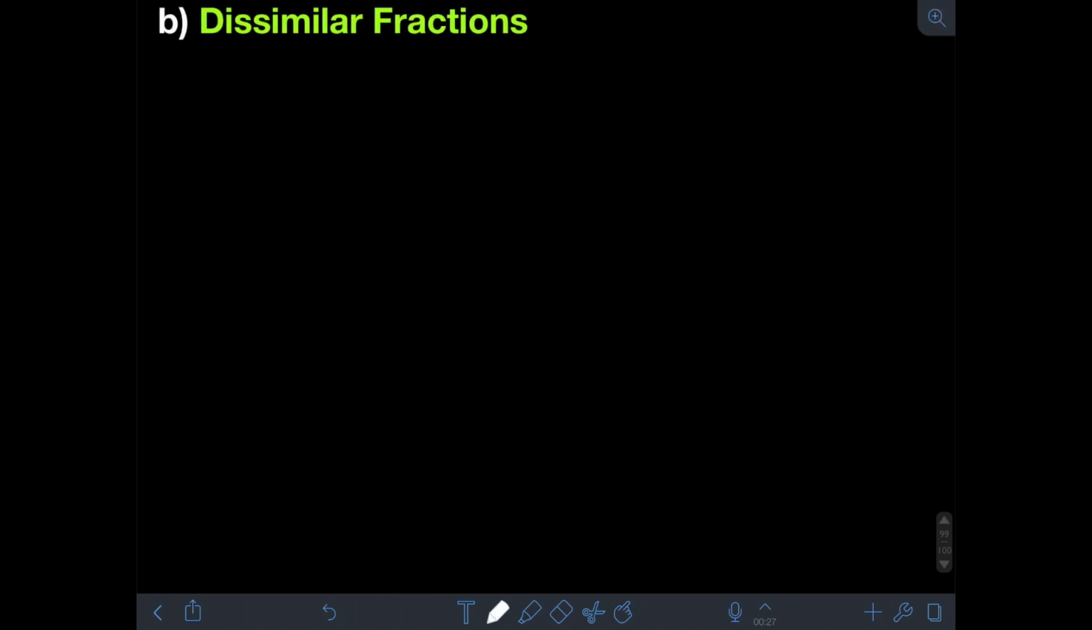Okay? Next, let's consider the second case when adding fractions, that is, when we are adding dissimilar fractions. Let's say, for example, we will add 3/4 plus 1/2. As you can see, these two fractions are dissimilar because they have different denominators of 4 and 2. Right? So how do we add dissimilar fractions? We need to find first the least common denominator, or the LCM, of the denominators 4 and 2.